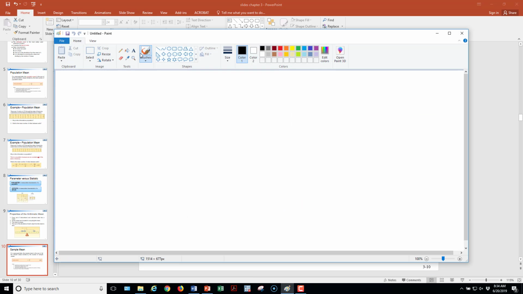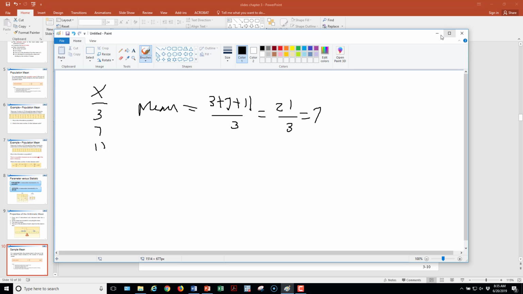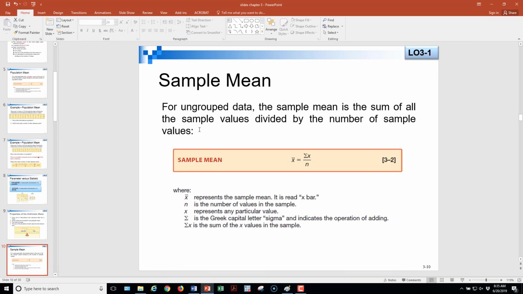So using a very simple example, if you have a variable x whose values are 3, 7, and 11, the mean in this case is the summation of 3 and 7 and 11 divided by 3, the number of numbers. And you get 21 divided by 3, and that is 7. Okay, so that is the mean.